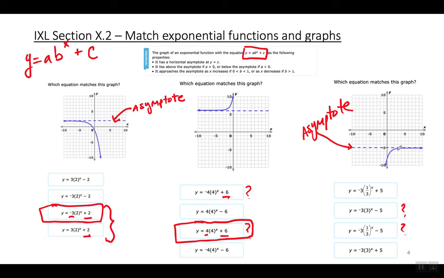The graph of the line is below the asymptote, so A has to be negative. But this one, look, they made a little bit more challenging, because in this example, A is negative in both of them also. So now I've got to look at the B. All right, let me just say that in Spanish.